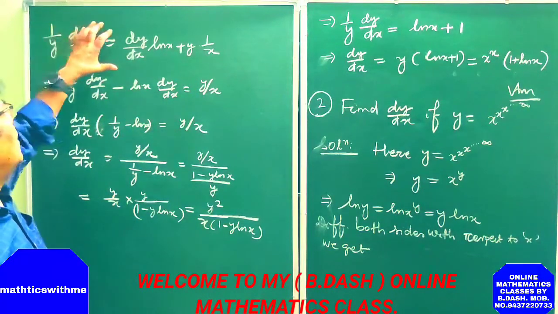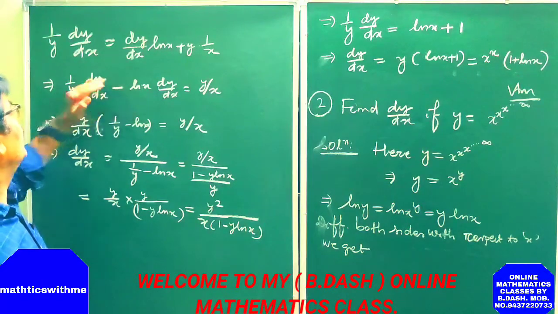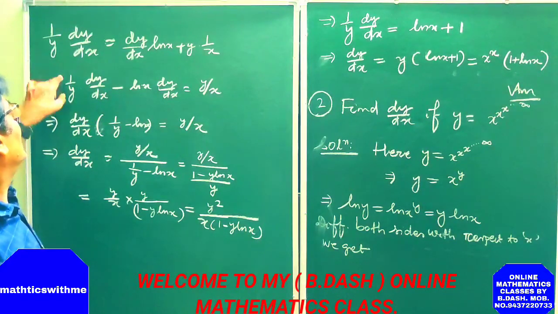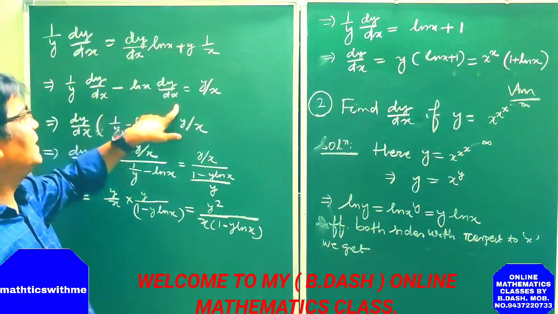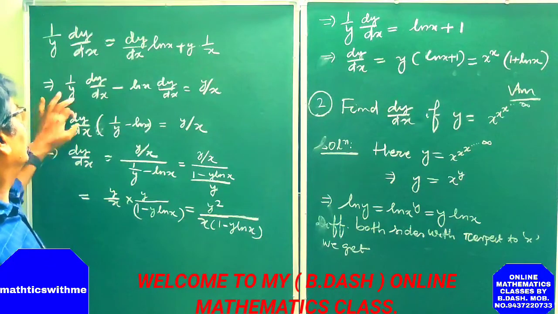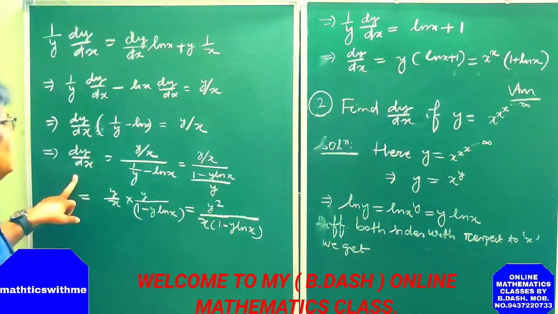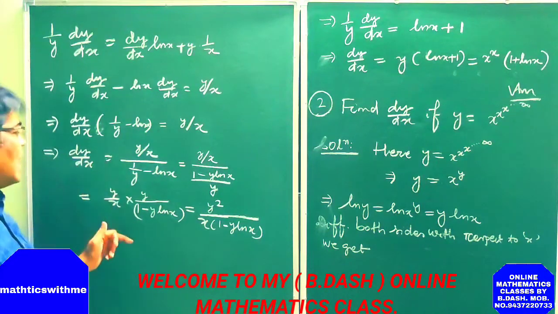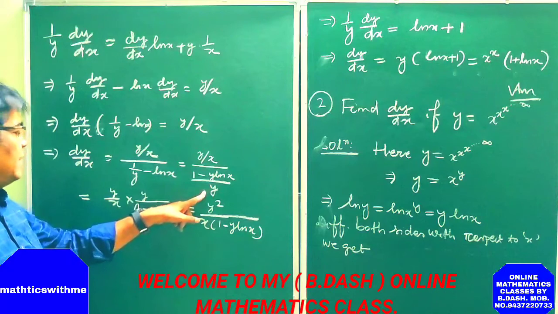So now the terms containing dy by dx, we should bring to the left hand side. 1/y dy/dx minus ln x dy/dx is equal to y/x. Now take dy/dx common. This is (1/y minus ln x) is equal to y/x. So dy/dx is equal to (y/x) divided by (1/y minus ln x), which is (y/x) times 1 over (1 minus ln x / y).